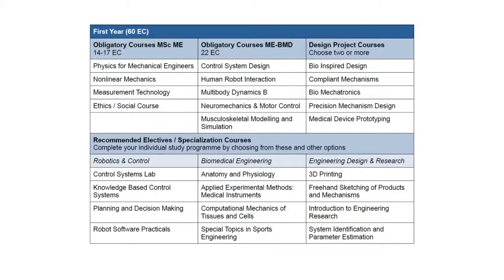So what do you see here? Well, first of all, this is only the first year. We'll get to the second year. But in your first year, the first part is a set of courses that are obligatory for the whole mechanical engineering master. Biomechanical engineering is a track within the mechanical engineering master, so there are a few obligatory courses that all mechanical engineers take, and you must take as well. This also includes an ethics or a social course, and you can pick from a list for that. In addition to that, there are of course a few obligatory courses specifically for BMD.